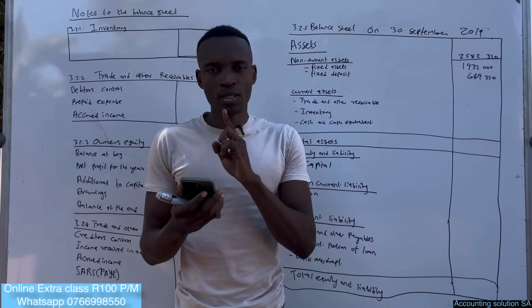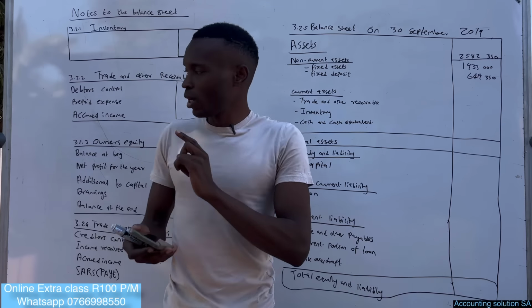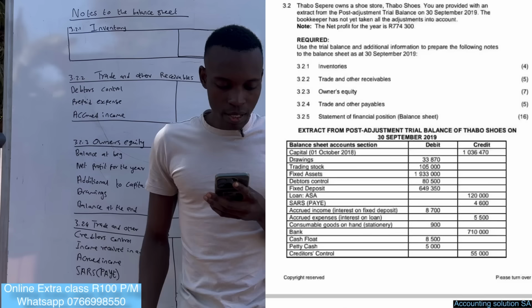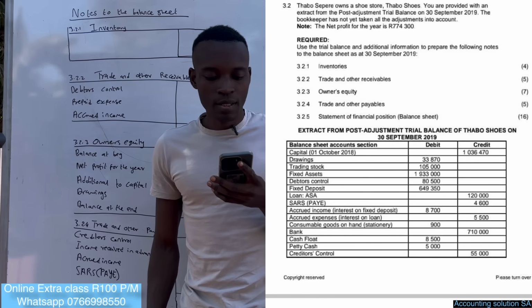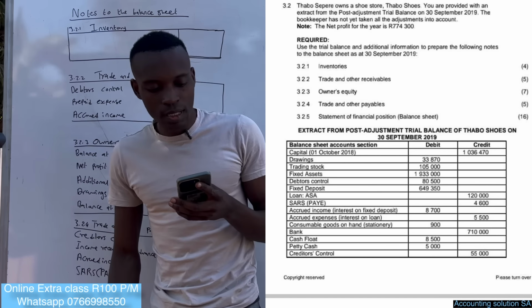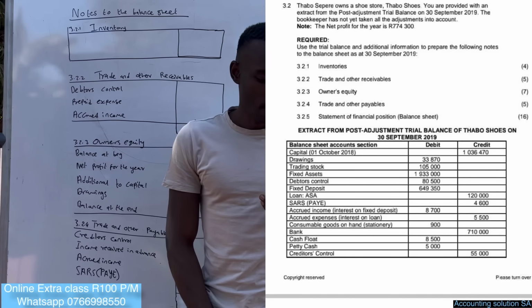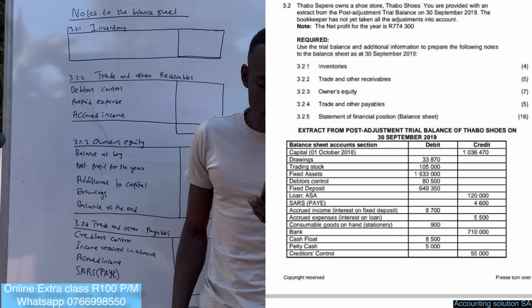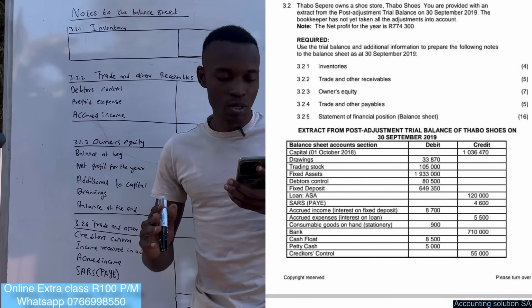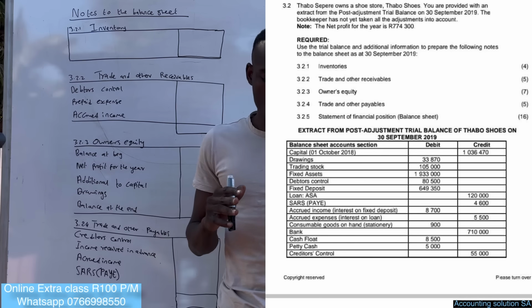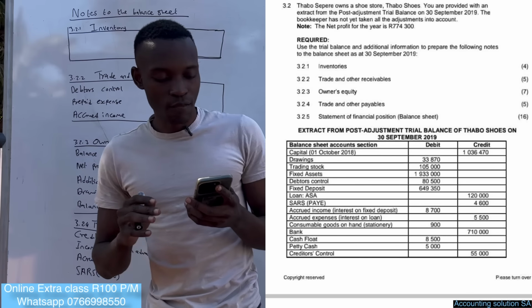Now let's look at the question paper that we have. Let's wrap up our notes and fill in the balance sheet. They say use the trial balance and additional information to prepare the following notes to the balance sheet as at 30 September 2019: inventory, trade and other receivables, owner's equity, trade and other payables, and after that we go to the balance sheet or statement of financial position. Everything contains 40 marks.